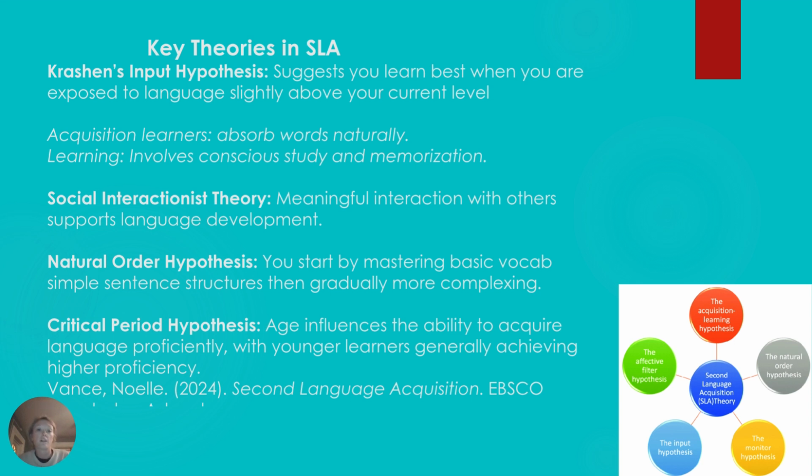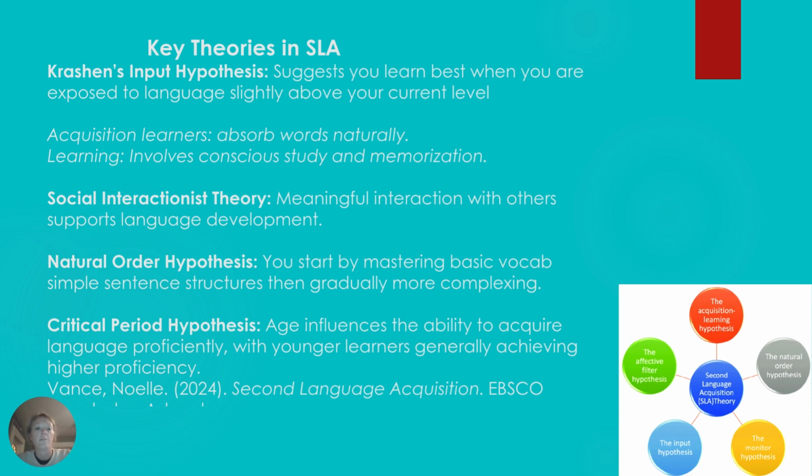The social interaction theory is the meaningful interactions with others that support language development. So if you think about a student who's kind of within the first couple stages of the 5 stages, during school, they're surrounded by a lot of peers who do speak the native language. So they're constantly having the support of the language development by everybody who is around them.